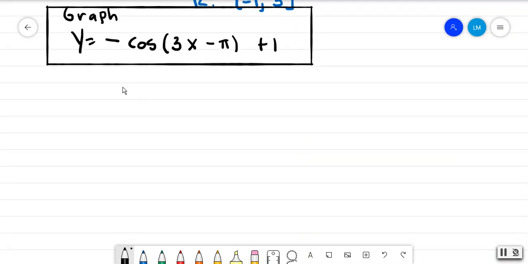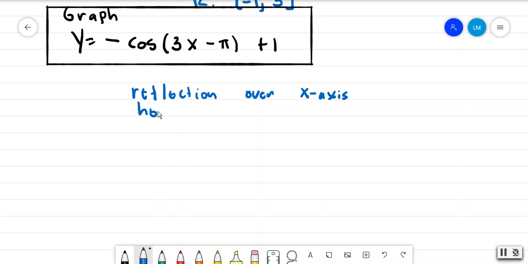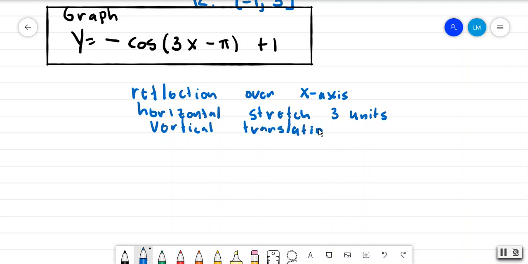So we can say, first off, we know that there's a reflection over the x-axis. We also know that there's a horizontal stretch of 3 units. And then we have that there's a vertical translation of 1 unit. Okay, now there's actually one more, and that one more is determined by how we rewrite the equation: negative cosine of 3 times x minus pi over 3.